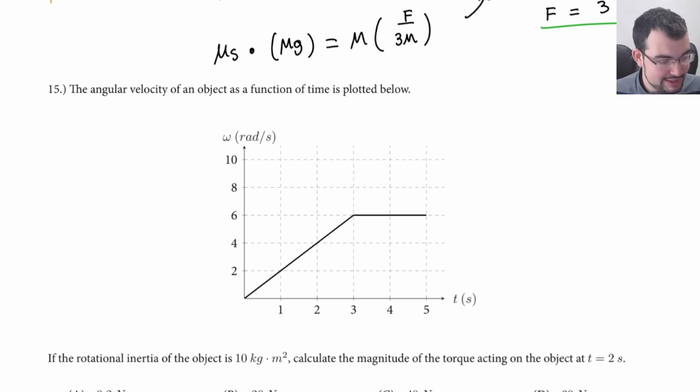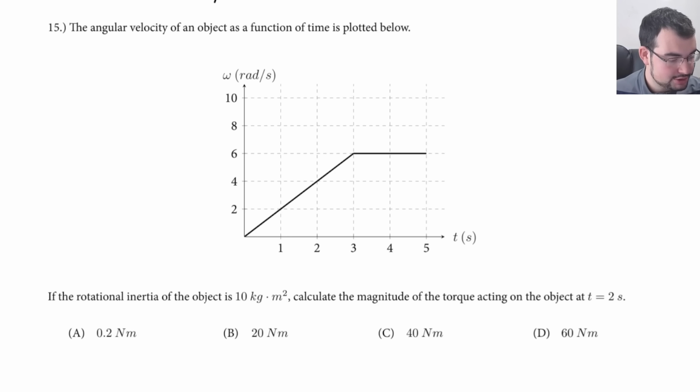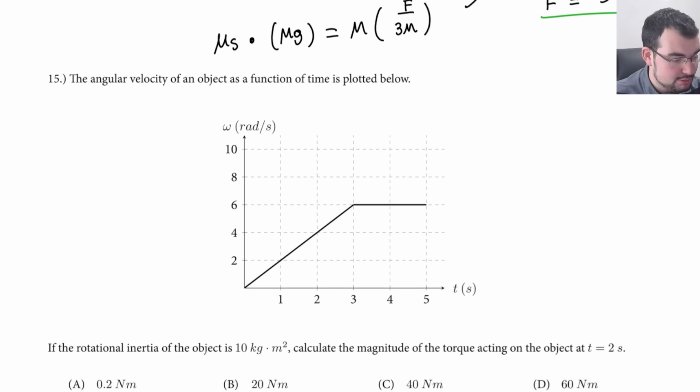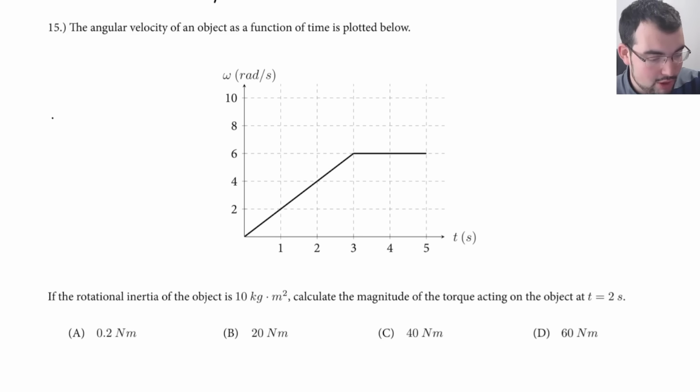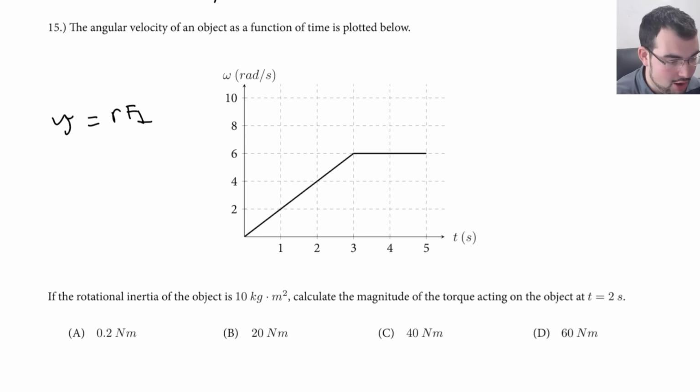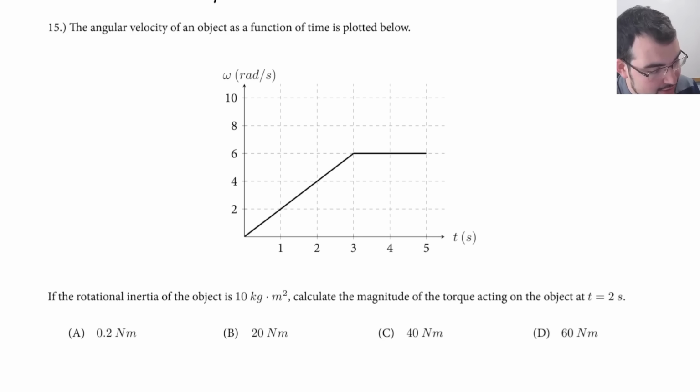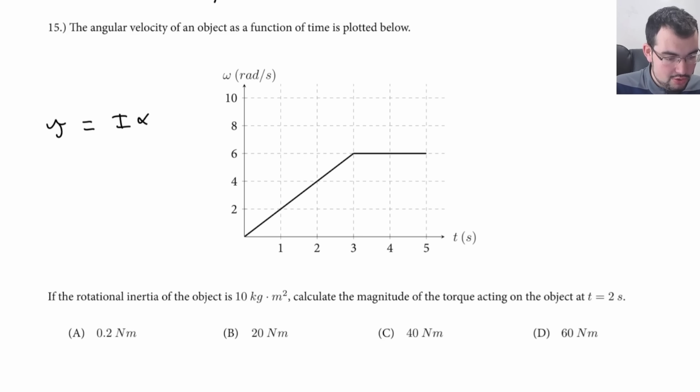All right, finally some break, so we get some graphs. These are generally less time-consuming. The angular velocity of an object as a function of time is plotted below. We're given the rotational inertia. Calculate the torque acting on the object at t equals 2. So we want torque. What are our expressions for torque? One expression is r times F, but we know nothing about r or F, so it's not that. But we also know Newton's second law for rotation, which says torque is equal to I alpha. And we know I, which is 10. So we just need to get alpha.